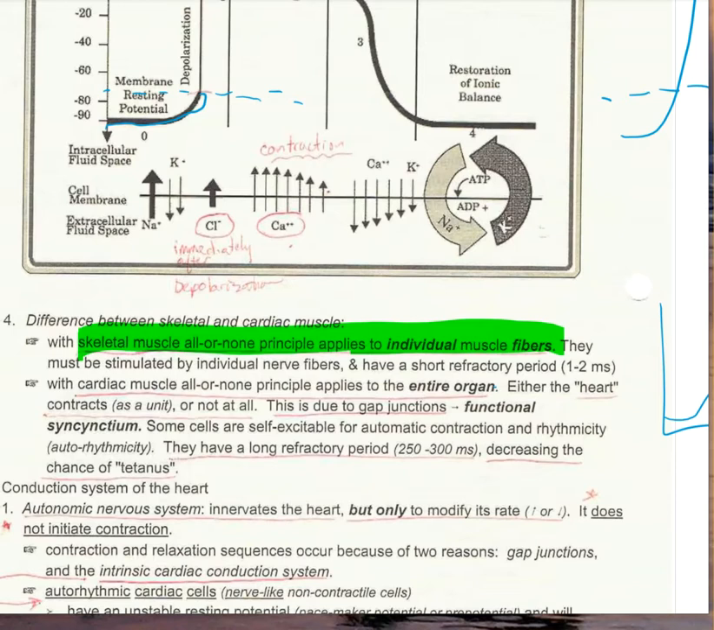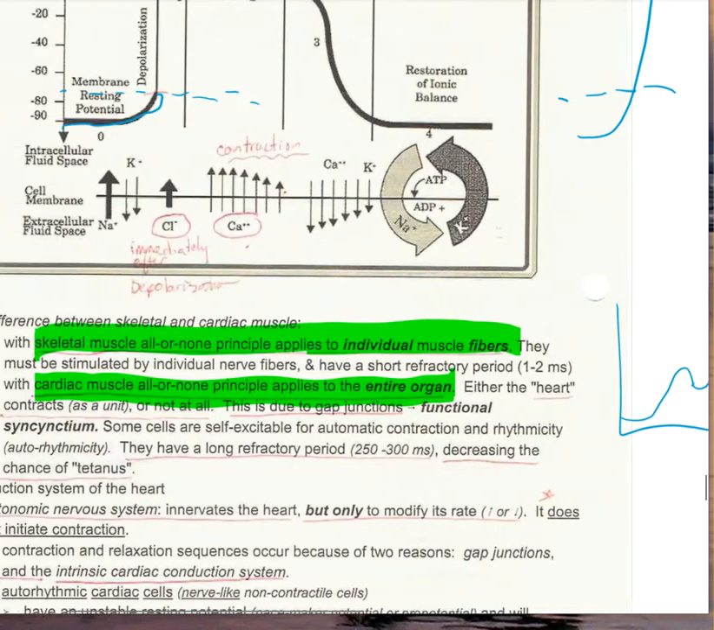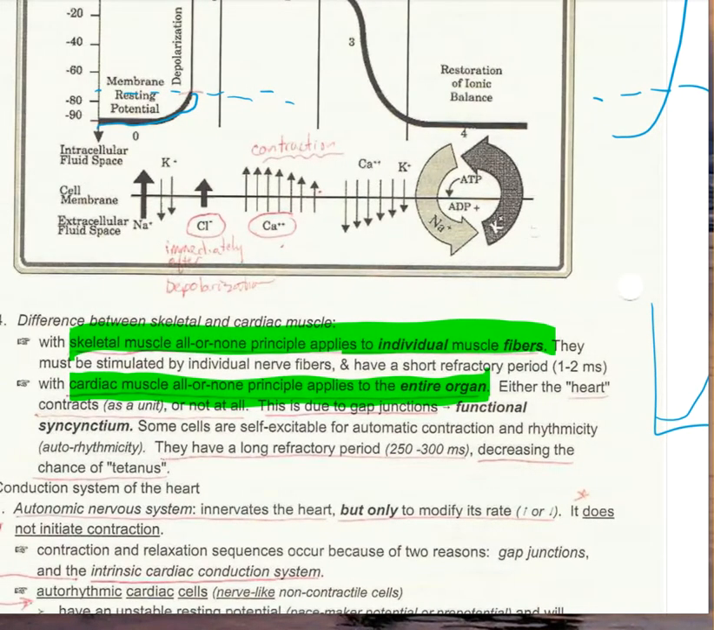Cardiac muscle, we want to have an all or none principle for the whole organ. We do not want the heart muscle to contract a little and then contract more and then lock in place like we see here. The heart either contracts as a unit or it doesn't contract at all. And this is due to those gap junctions, right? Where the heart kind of beats as one.